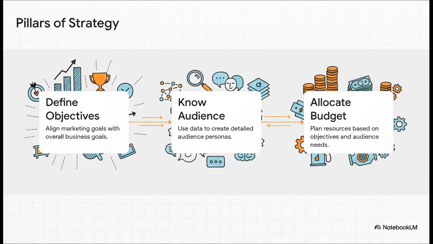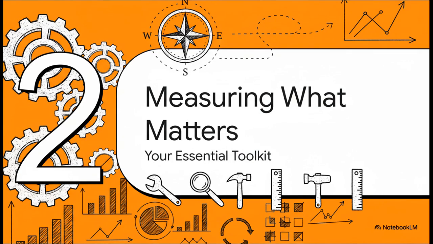Now, strategy can sound like this big, complicated thing, but it doesn't have to be. It really just boils down to three core pillars. First, you've got to define your objectives. What are we actually trying to achieve here, and does it help the business as a whole? Second, you have to know your audience. Who are we really talking to? And third, you allocate your budget based on those first two answers. Simple as that.